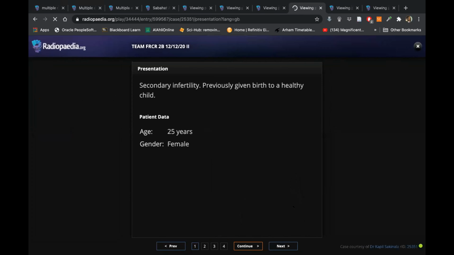So the patient with scanty fertility, previously given birth to a healthy child, 25-year-old female. Okay.